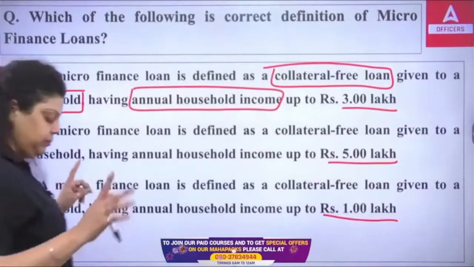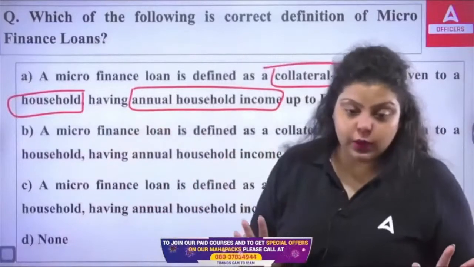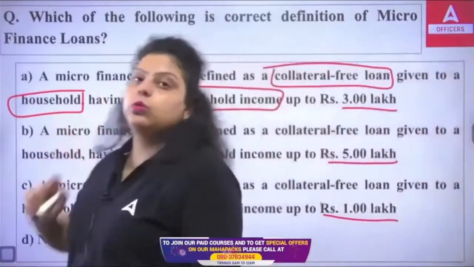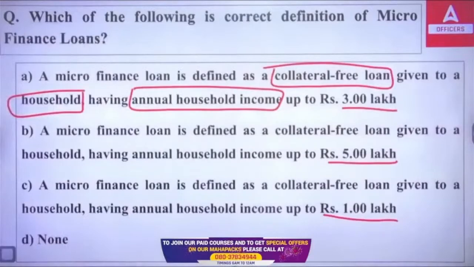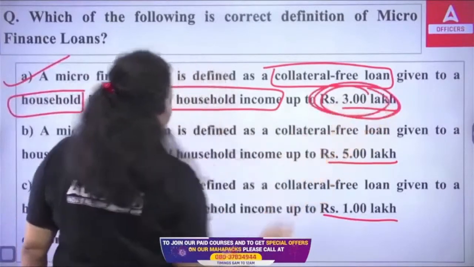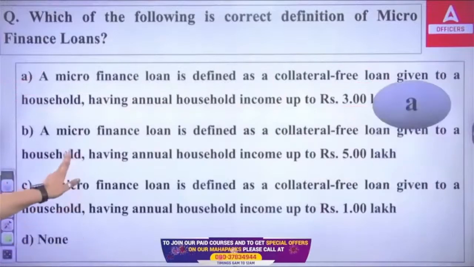So two things are covered and they are correct, that it will be provided as a collateral free loan. It means no security, no collateral is required here. And the second is also correct, it will be provided to the household. But at what annual household income will it be provided? A, B, C or D? So the right answer here will be A option. Up to 3 lakh annual household income. Then the microfinance loan will be provided to them. Okay, so the right answer is A option.